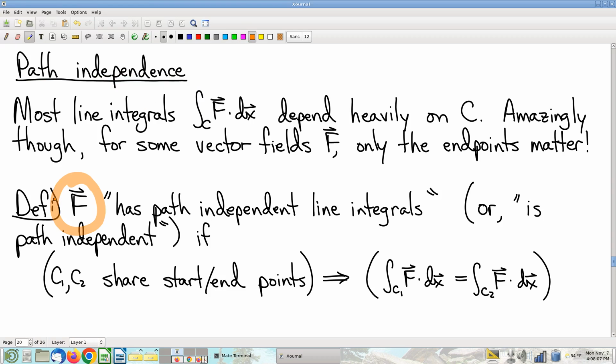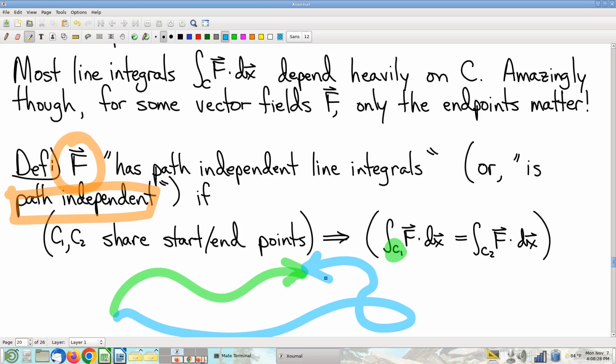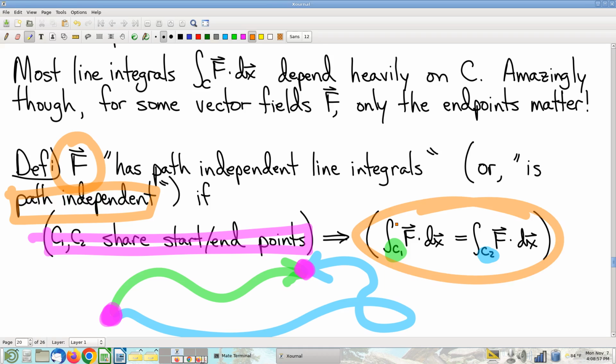A vector field has this property called being path independent if whenever you have two curves, like let's say C1 is a curve like that, and C2 is a curve like this. Any two curves, and those two curves do have to share the same starting point and the same ending point, and that is a very important little detail to this concept. Same starting point, same ending point. A path-independent vector field is one where whenever that happens, the line integrals are equal to each other.